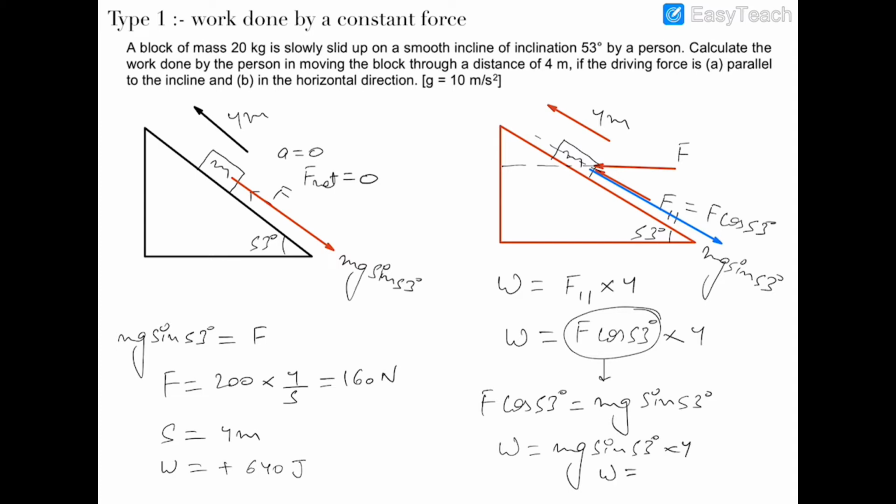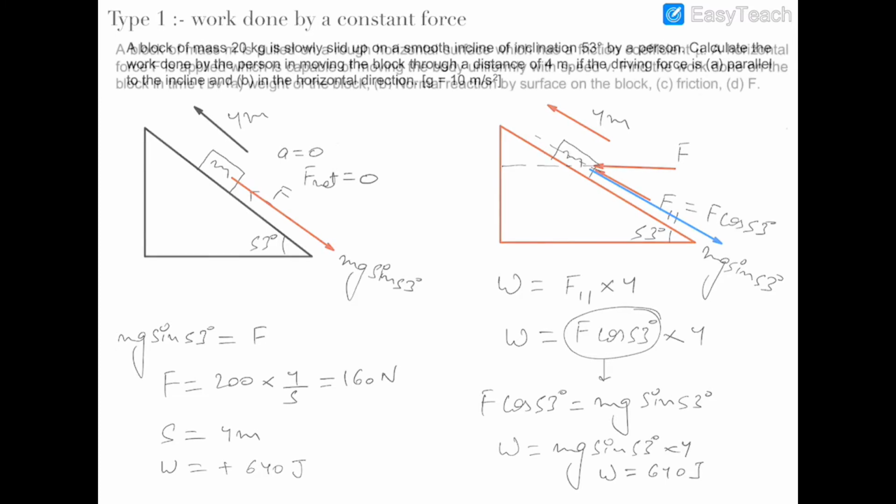So work done will be equal to mg sine 53 into 4, which is again equal to 640 joules. So in both cases the work done is the same. Now we move on to the next question.